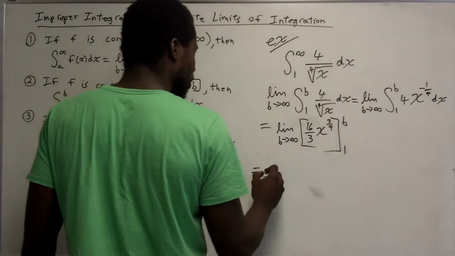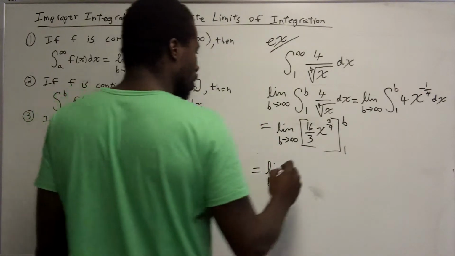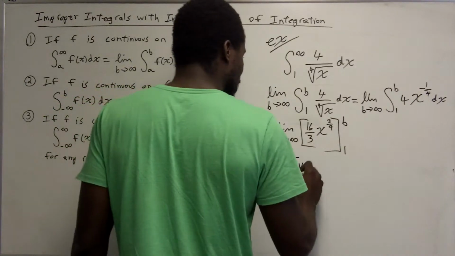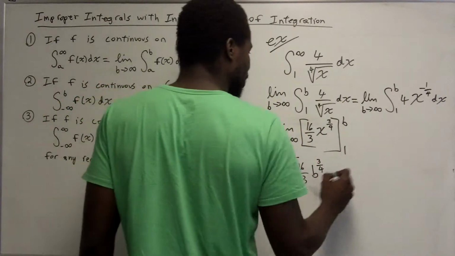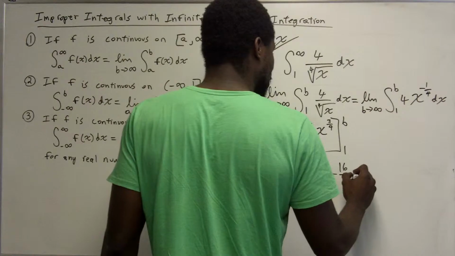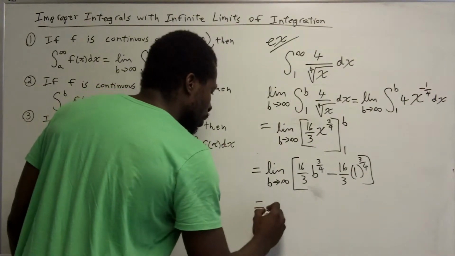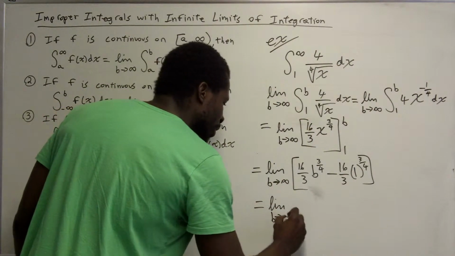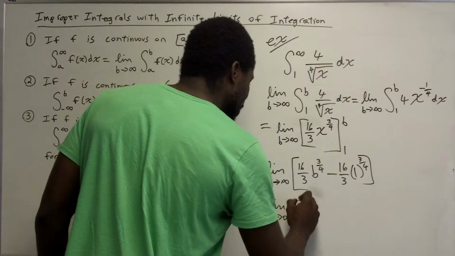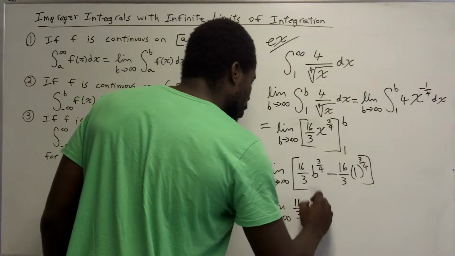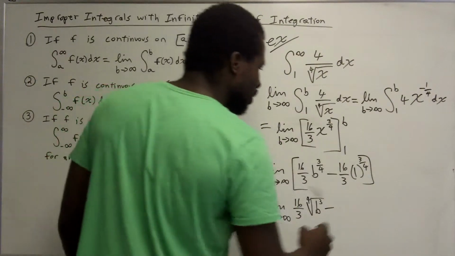So this is going to be equal to the limit as b approaches infinity of, when I plug in b, I get 16 over 3 times b to the 3/4 power, and then minus 16 over 3 times 1 to the 3/4 power, which is equal to the limit as b approaches infinity of 16 over 3 times the 4th root of b cubed, minus, and that's just 16 over 3.